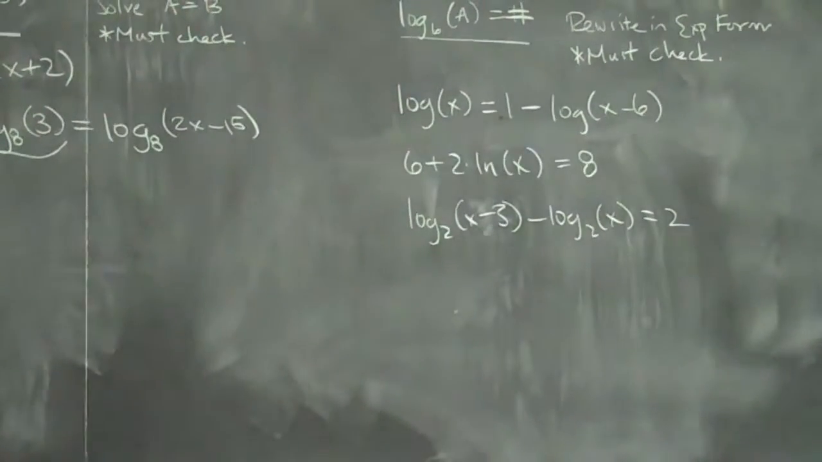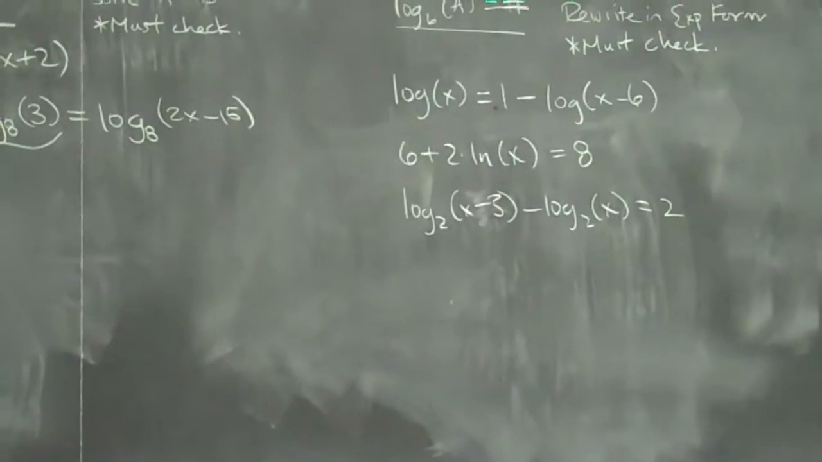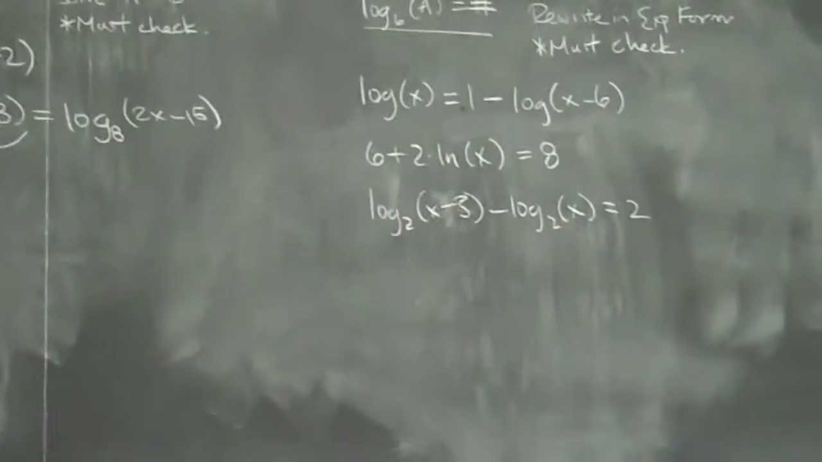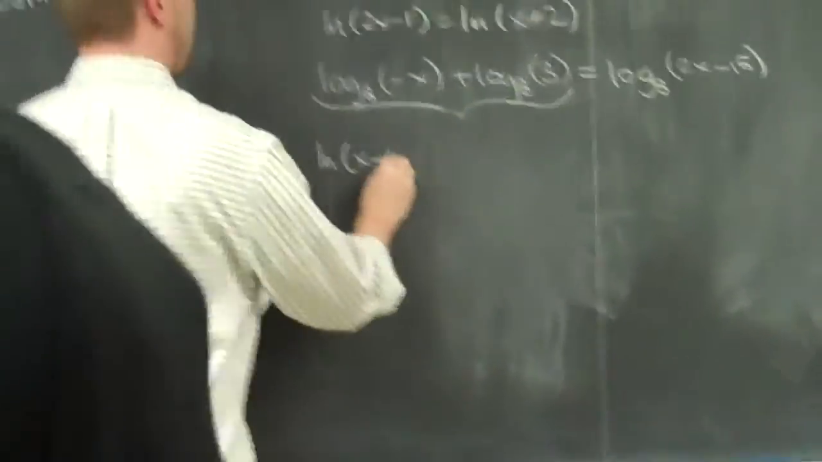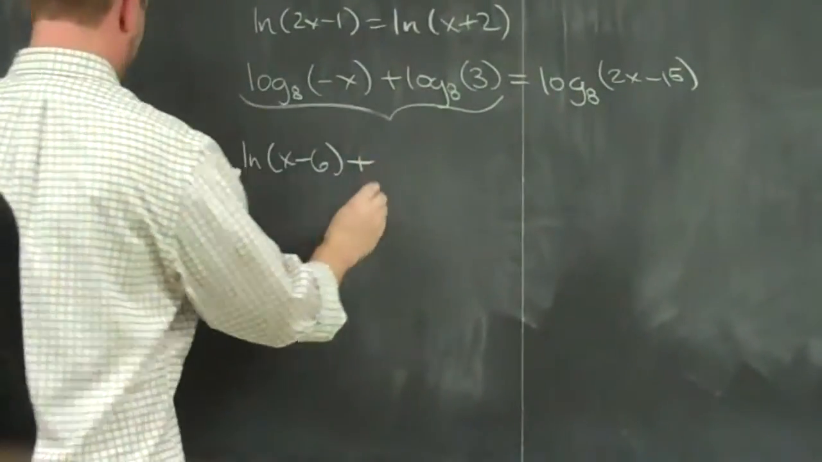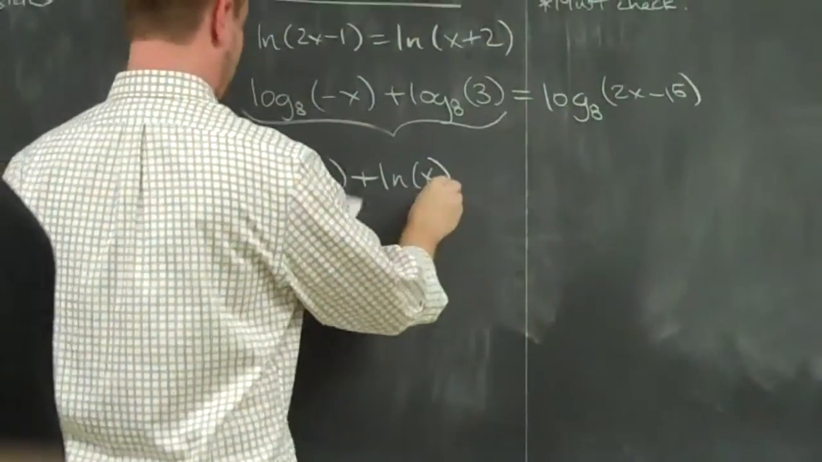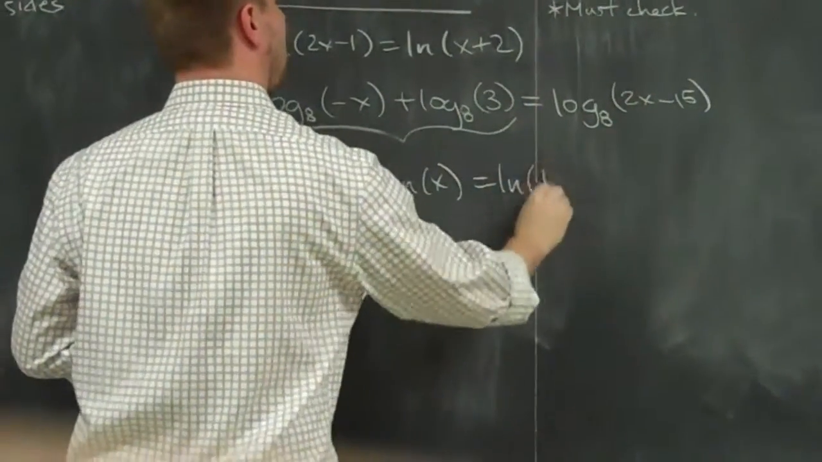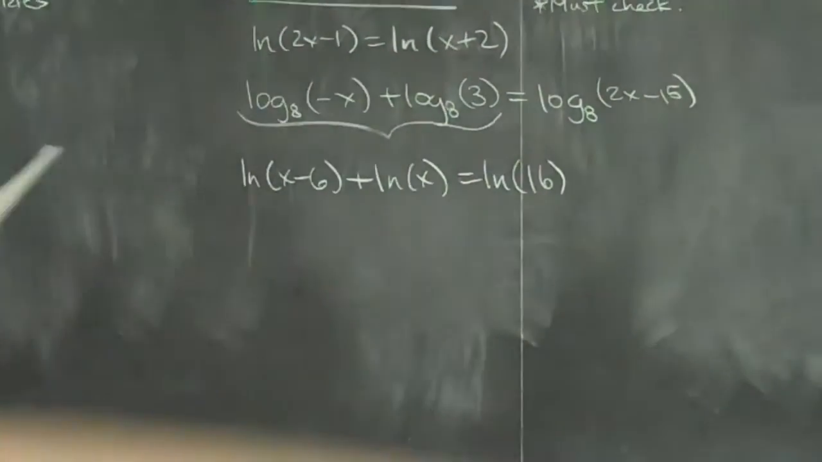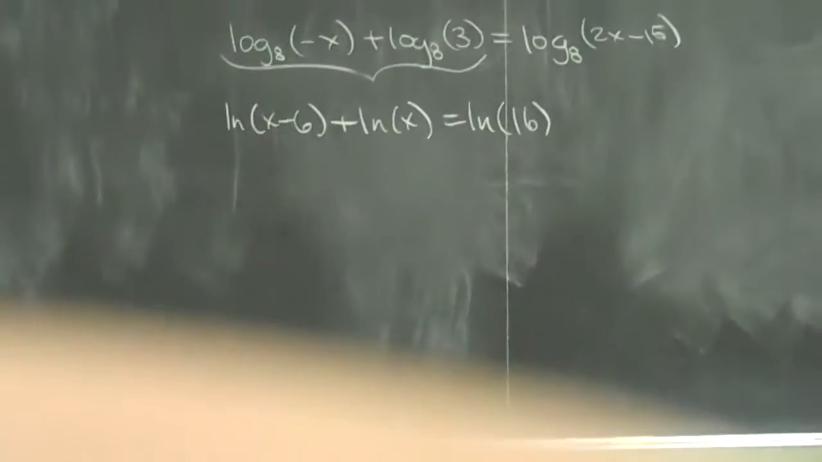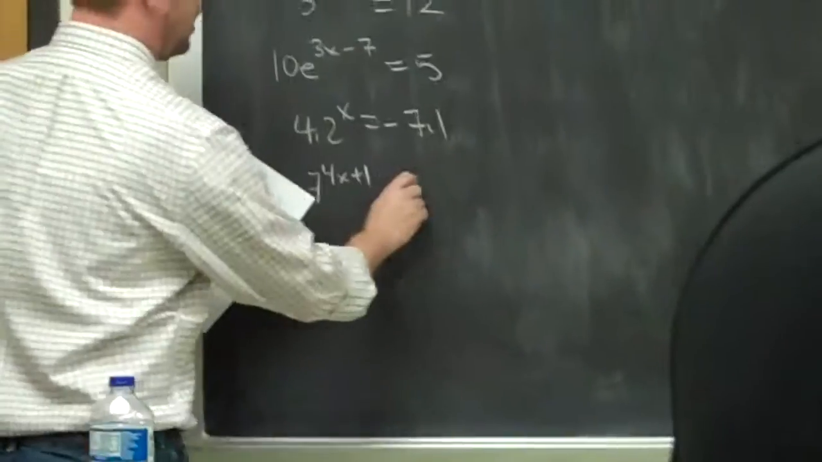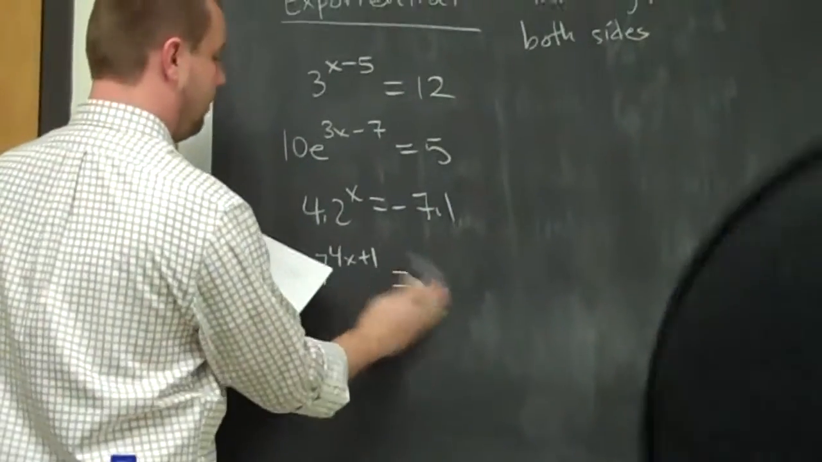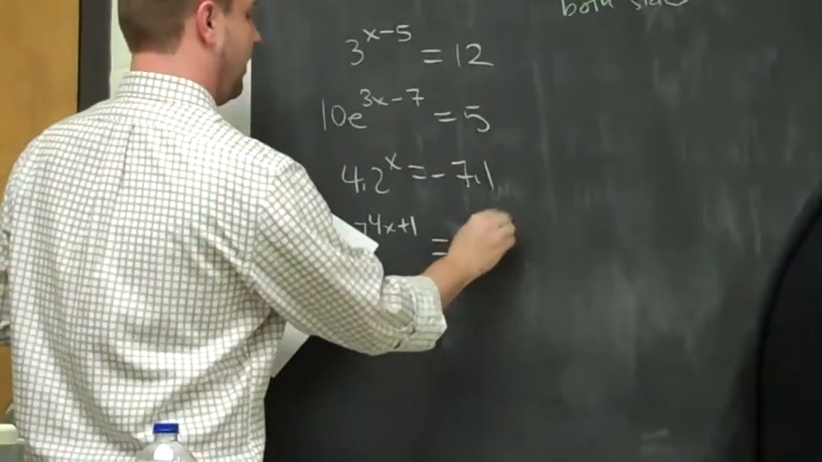What about the next natural log? Natural log of x minus 6? That problem? That's log equals log. And finally, that's an exponential, 7 to the 4x plus 1. And this one right here is probably the hardest equation to solve on this sheet.